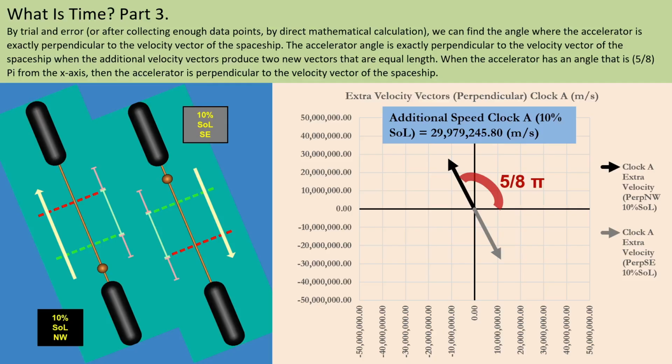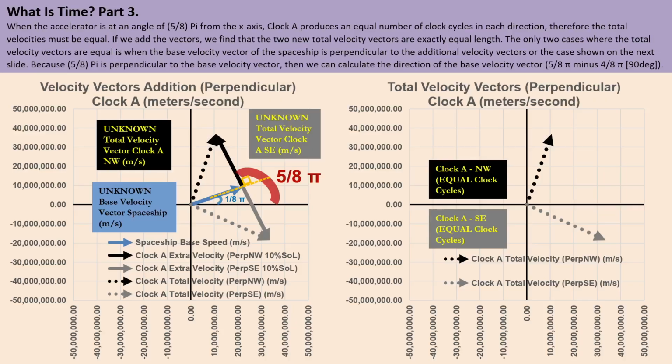The accelerator angle is exactly perpendicular to the velocity vector of the spaceship when the additional velocity vectors produce two new vectors that are equal length. When the accelerator has an angle that is 5/8 pi from the x-axis, then the accelerator is perpendicular to the velocity vector of the spaceship. When the accelerator is at an angle of 5/8 pi from the x-axis, clock A produces an equal number of clock cycles in each direction.